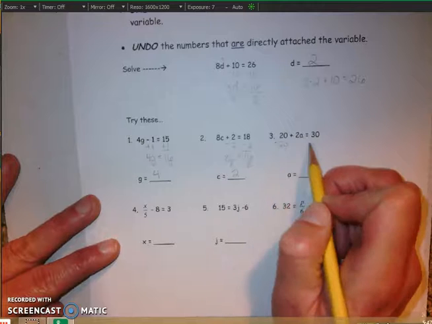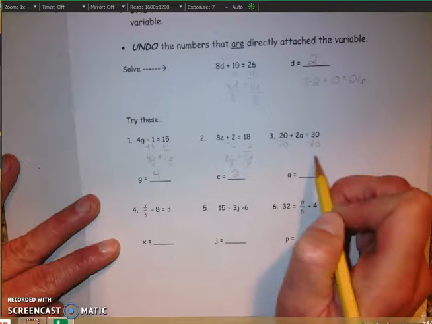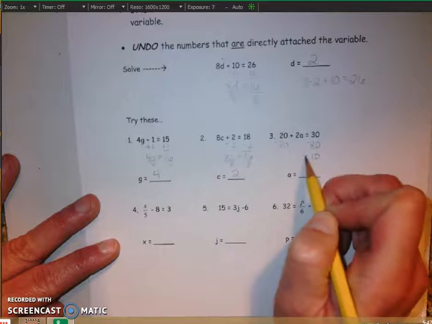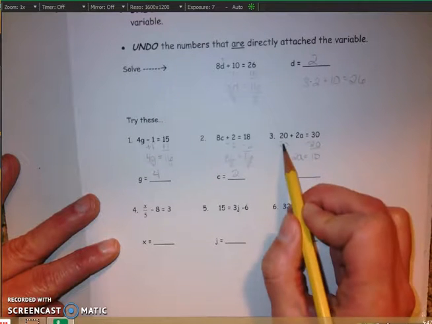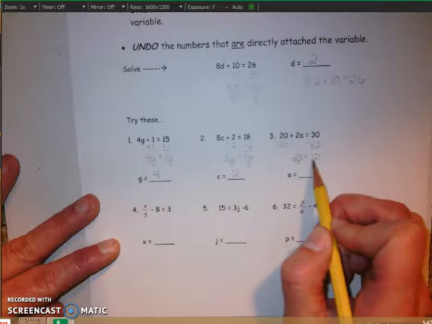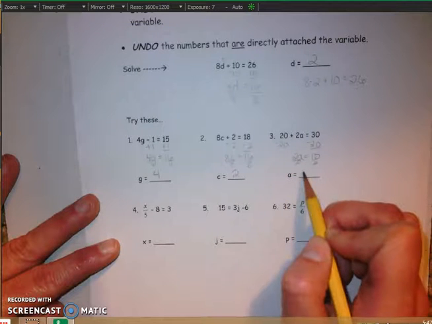You should have subtracted 20. 30 minus 20 is 10. 2a. 20 minus 20 is 0. And the last step is to divide by 2. 10 divided by 2 is 5.